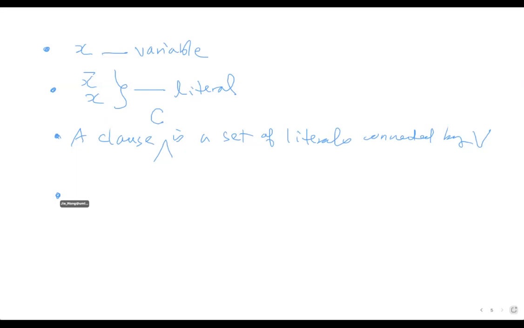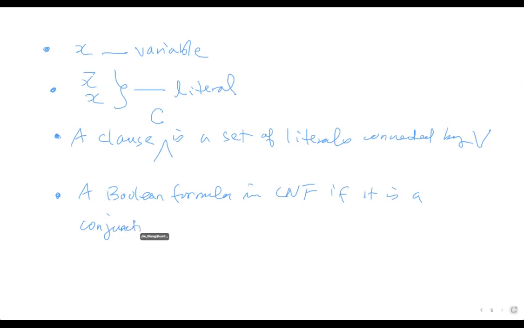So a Boolean formula is in conjunctive normal form if it is a conjunction of a number of clauses.